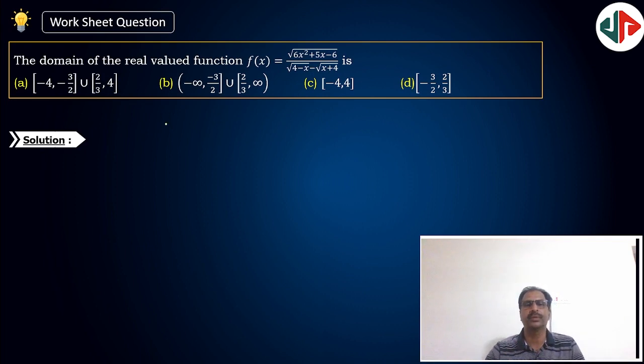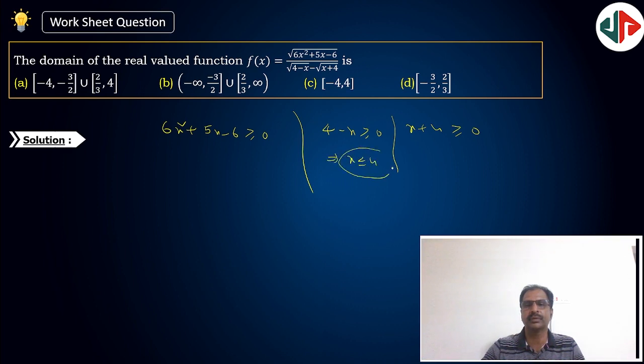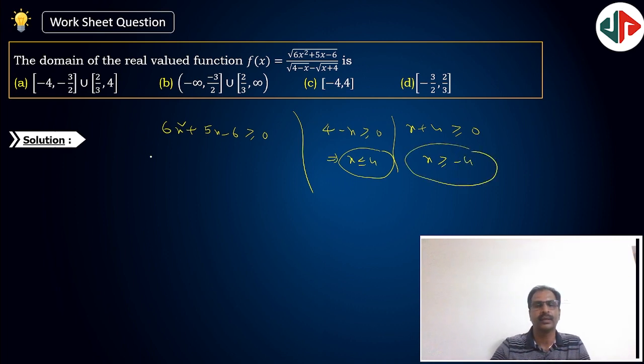Next, domain of the function. So inside the root should be greater than or equal to 0. And in denominator, 4 minus x should be greater than or equal to 0. It is under root. x plus 4 should be greater than or equal to 0. From this, x less than or equal to 4. From this, x greater than or equal to minus 4. And if you write factors, how to write 5x?